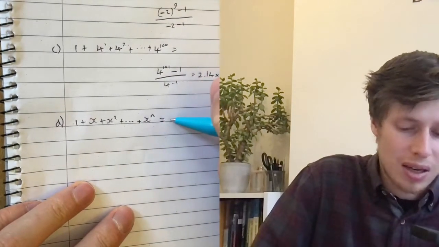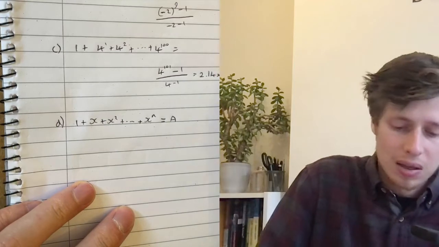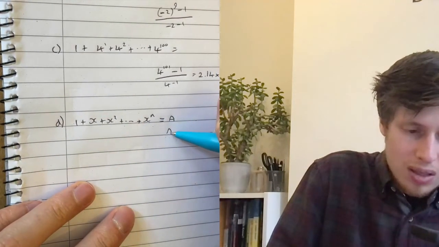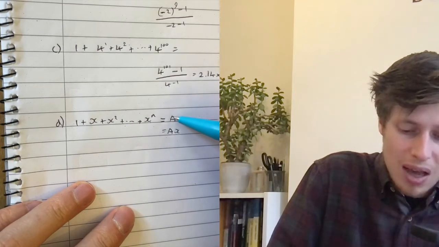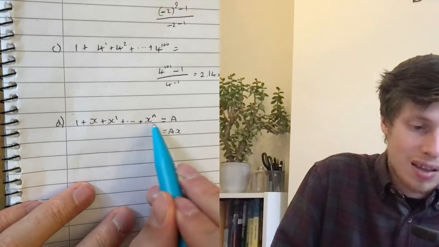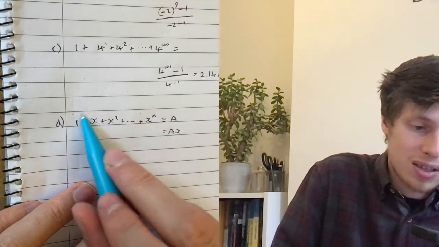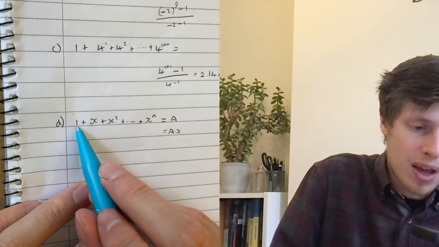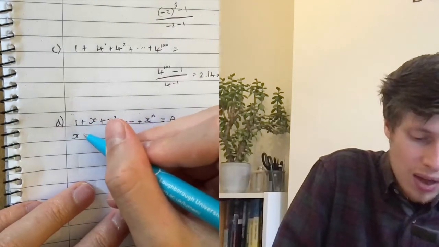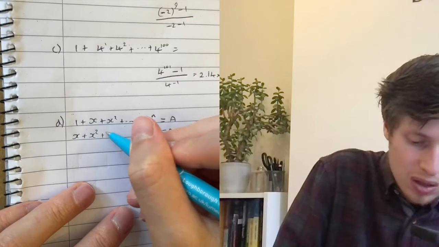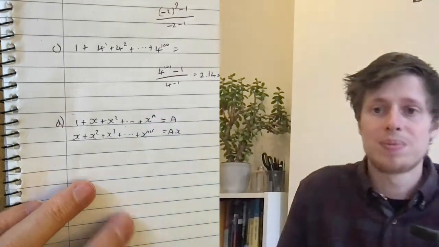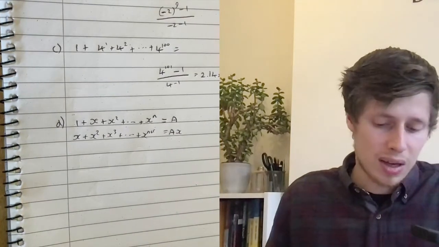I'm going to say that this is a. Okay. So now I'm going to look at, okay, what is a times x? Well, if I times a by x, I'm timesing this by x, because this is a, right? Another way of saying ax is just this times x. And if I times this by x, I'm going to get x plus x squared plus x to the power of 3, right? I'm timesing by another x for each of those ones, all the way up to x to the power of n plus 1. So, okay, I have those two.